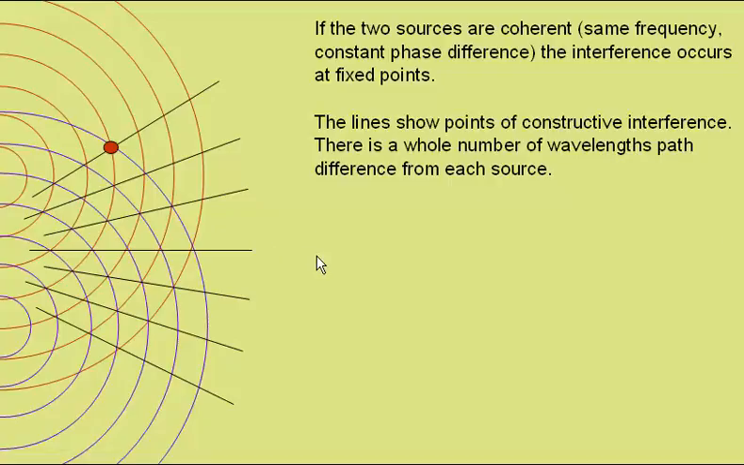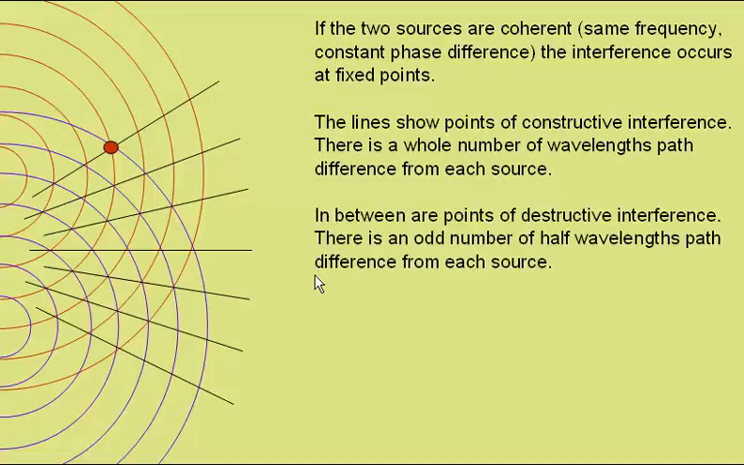And we can say that in between the black lines are points of destructive interference. There is an odd number of half wavelengths path difference from each source at these points. So looking at this point of destructive interference, for example, we find it is 1, 2, 3, 4, 5, 6 wavelengths from the red source, and 1, 2, 3, 4 and a half wavelengths from the blue source. It is this extra half a wavelength that is important and leads to the destructive interference.